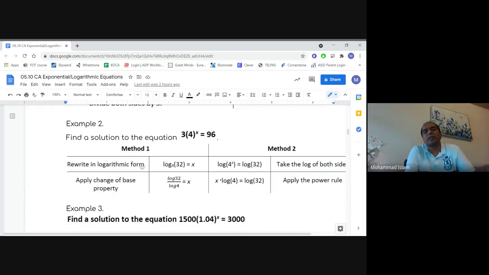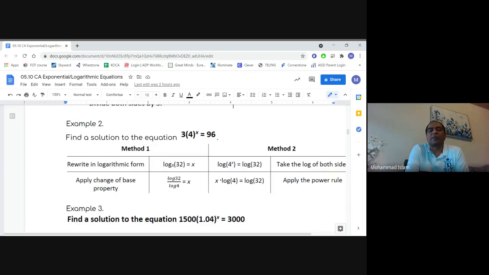So looking at each method one by one, in the first case, you apply log on both sides. First of all, you get rid of this 3, so you divide both sides by 3. So 96 changes to 32. Then you take the log on both sides. So it's going to be x log base 4 of 4, that is 1, is equal to log base 4 of 32. Now this is log base 4, and you need to change that into a common log base 10. So it's a change of base.